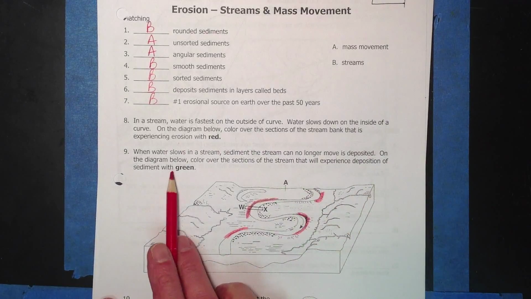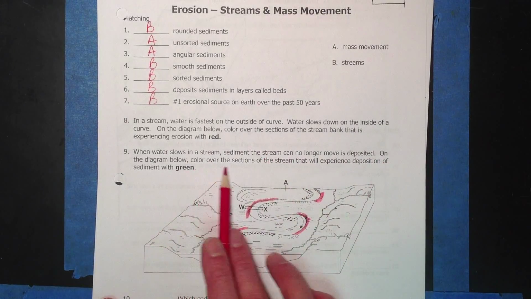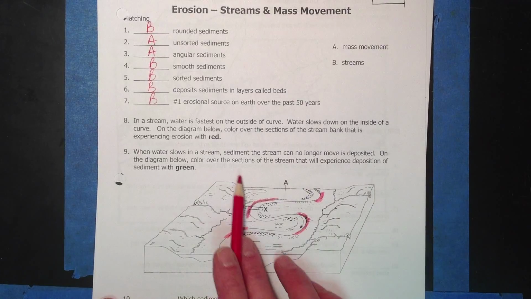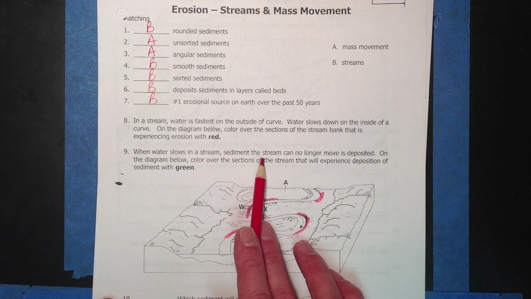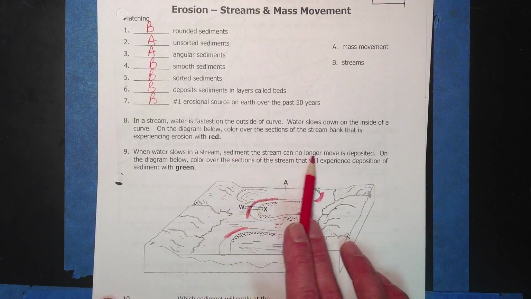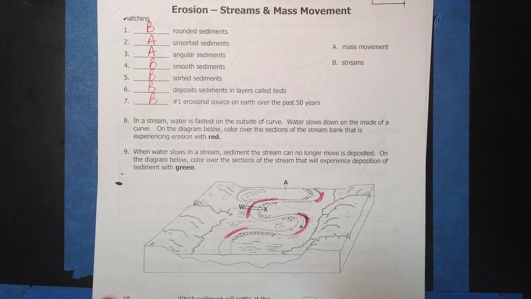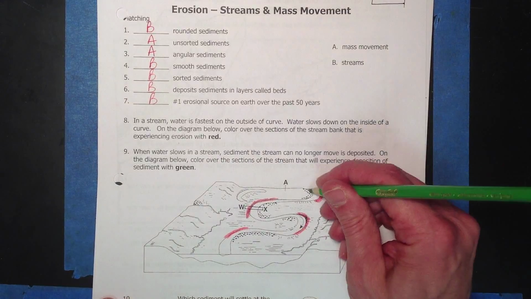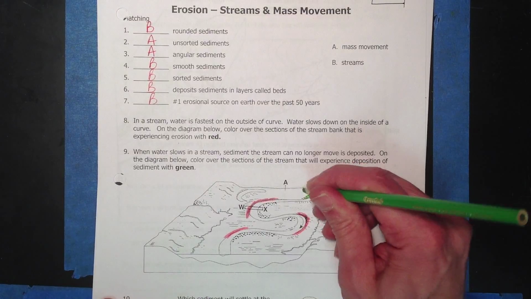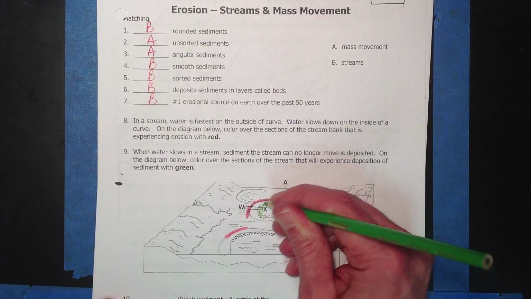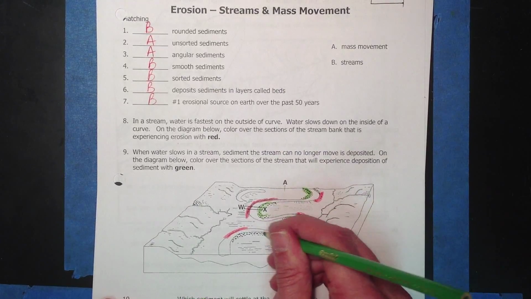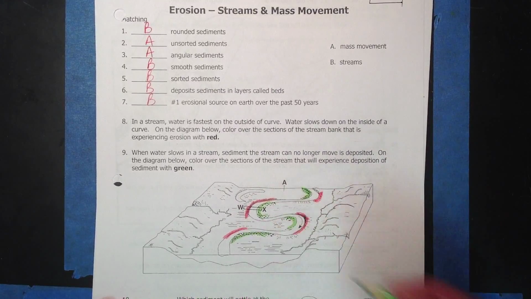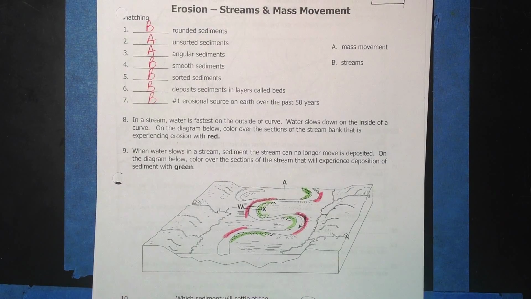And then green is sediment, the deposition. When water slows down, sediment in the stream that the stream can no longer move is deposited. Color them green. Where is sediment going to build up? It is deposited on the inside. You can see it here, where they drew little dots, meaning sediment is deposited here and here. That's key. Inside of the curve is deposition, because the water's slower. Outside is erosion. That is what you should get.